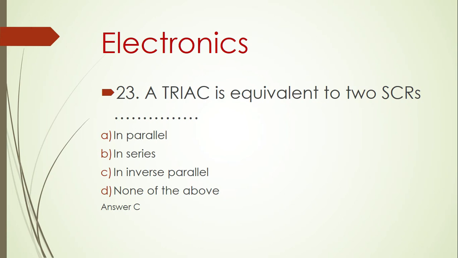23. A TRIAC is equivalent to two SCRs in parallel, in series, in inverse parallel, none of the above. Option C, in inverse parallel, is the correct answer.